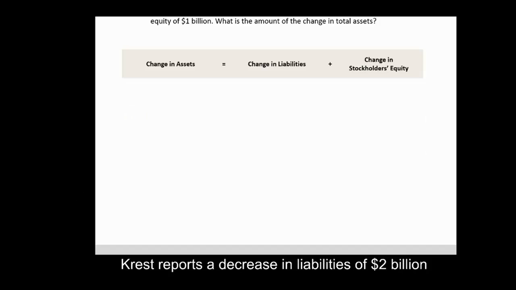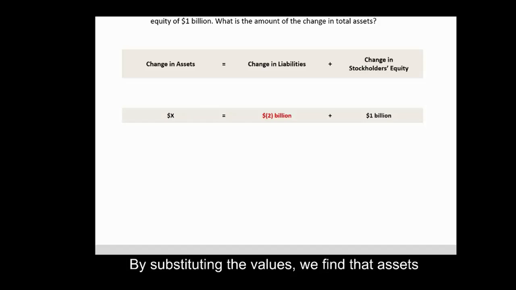Crest reports a decrease in liabilities of $2 billion and an increase in stockholders' equity of $1 billion. By substituting the values, we find that assets decreased by $1 billion.